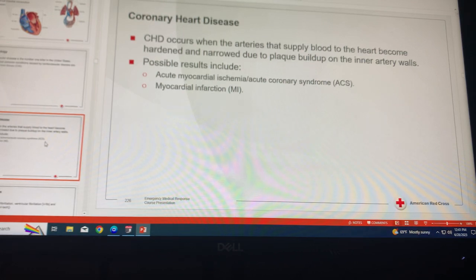All right, coronary heart disease. Coronary heart disease occurs when the arteries that supply blood to the heart become hardened and narrow due to plaque buildup on the inner artery walls. Possible results include acute myocardial ischemia, acute coronary syndrome, ACS, and myocardial infarction, MI.